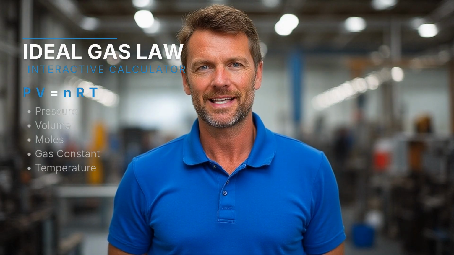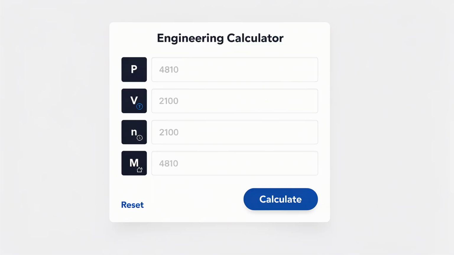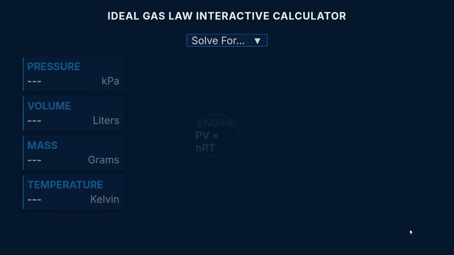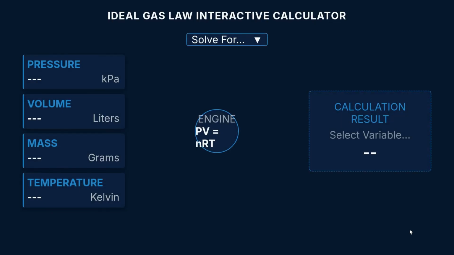This is the Ideal Gas Law interactive calculator, which solves for pressure, volume, temperature, moles, gas density, or gas mass using the ideal gas equation. For input fields, you'll enter values for pressure P, volume V, temperature T, moles n, molar mass M, and mass m. The calculation mode dropdown lets you choose what to solve for.